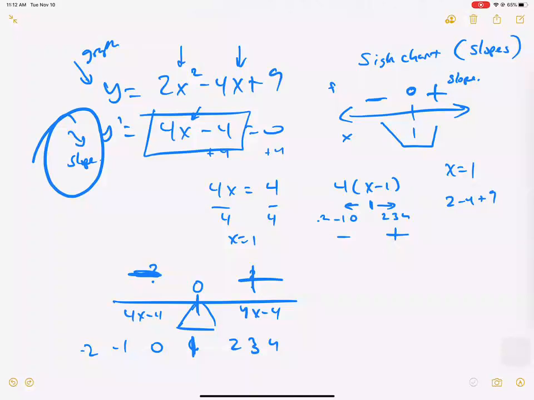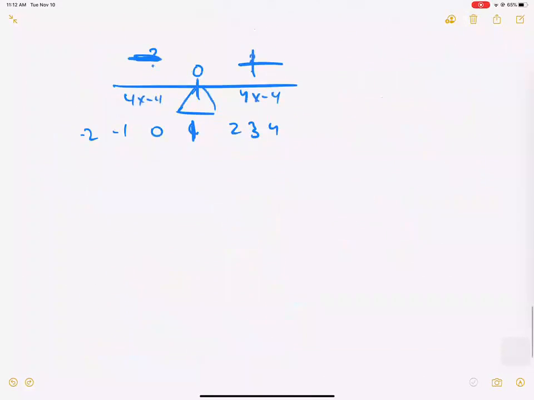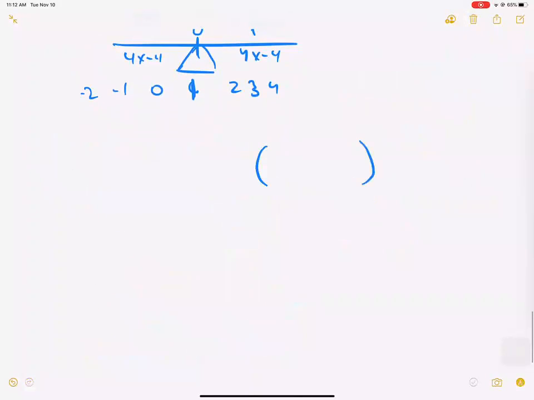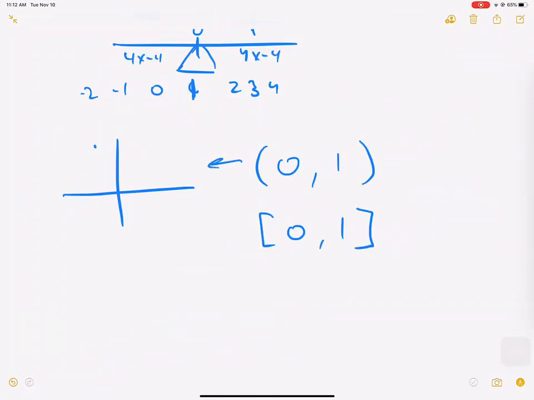Great question. I was asked, does it matter for intervals if they write parentheses or brackets? It does. Parentheses means don't include it. Brackets means include it. So let's say a dumb parabola from 0 to 1. If I say don't include it, that means these are empty. If I say include it, these are solid.